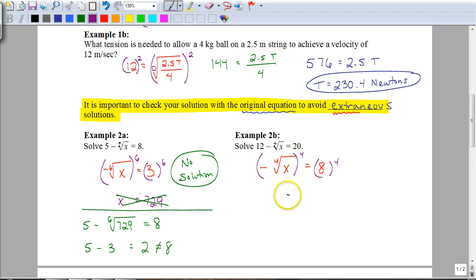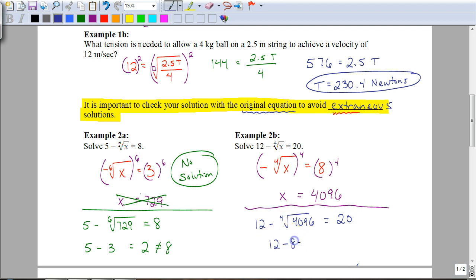A negative number to an even power means it's positive. So this is just going to be x equals 8 to the 4th power, which is 4096. Let's check our answers. When I replace x with 4096, I want to see, do I get 20 as my answer? Well, the 4th root of 4096 is going to be 8. And 12 minus 8 is 4, and that doesn't equal 20. So therefore, this is an extraneous solution again, so we would say that there is no solution here.